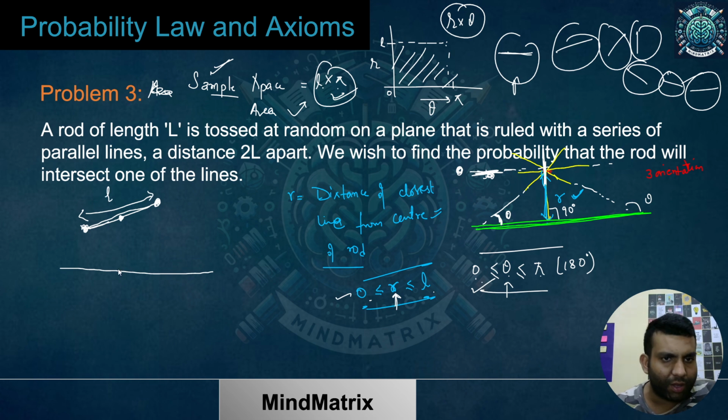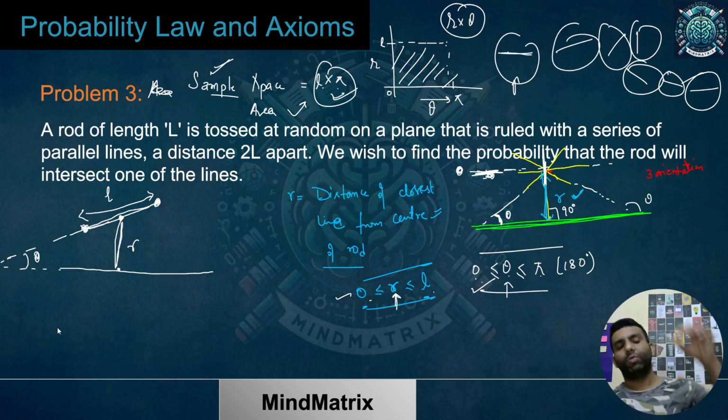Let's suppose this is the R distance I'm having. I know I'm not able to create straight lines over here, but kindly pardon me for that. This is R, and if I just extend it, I'll get this as theta. Now the point is how we can decide that it will intersect or not.